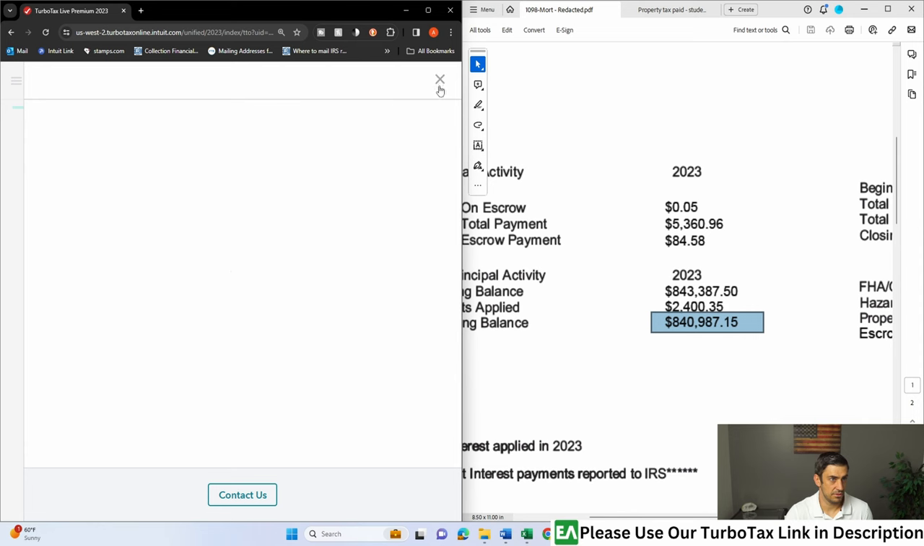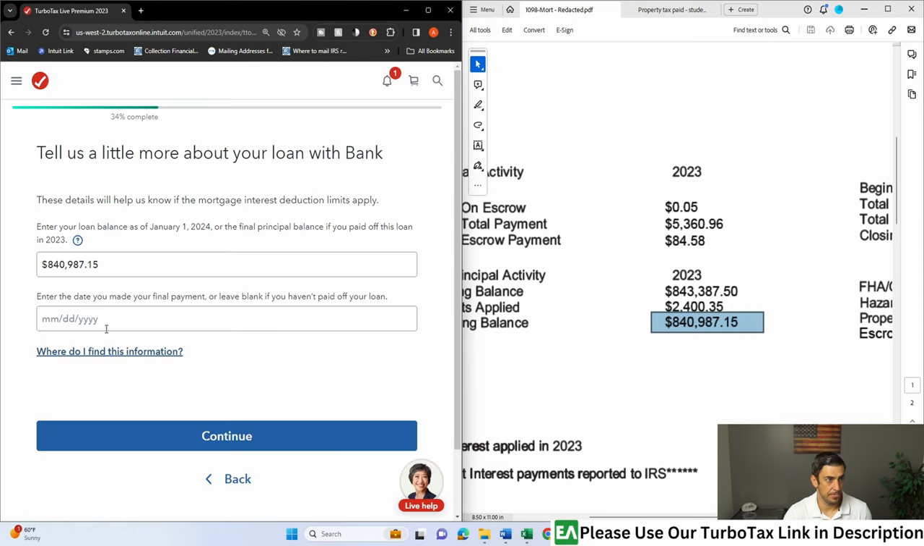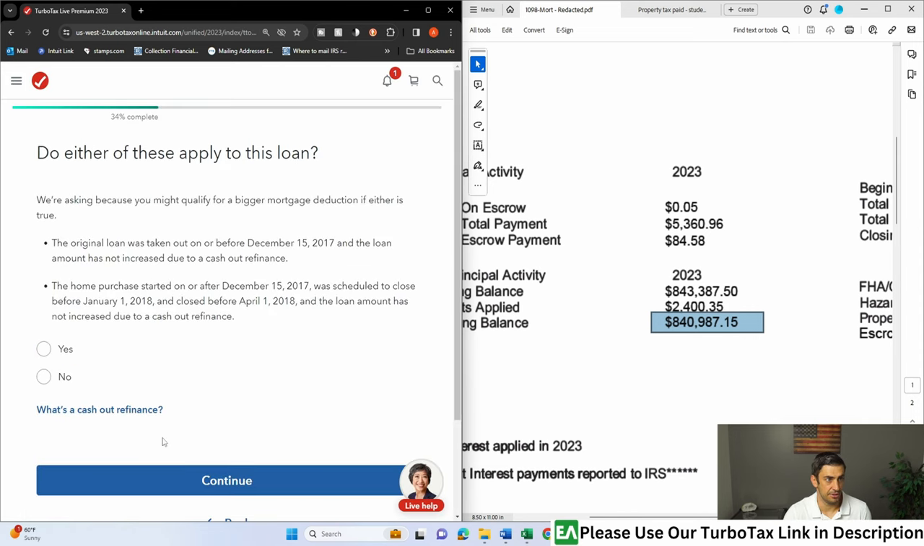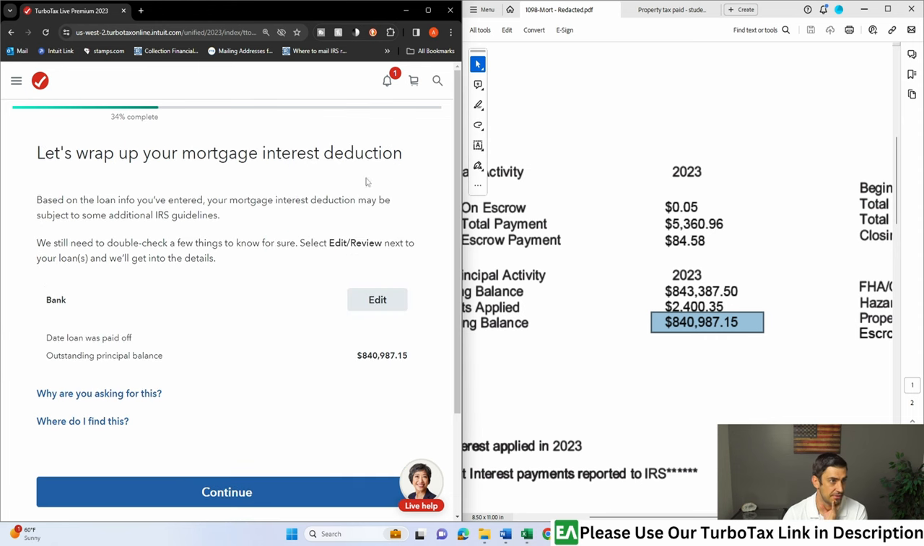Whoops, didn't mean to check that button. There we go, it wasn't paid off, so continue. Do either of these apply to the loan? The original loan was taken out on or before, and the loan amount has not increased due to a cash out refi. So it was not before then, right? This is a 2022 loan. The home purchase started and then we scheduled to close it and closed before, right? No, so neither of these apply, continue.